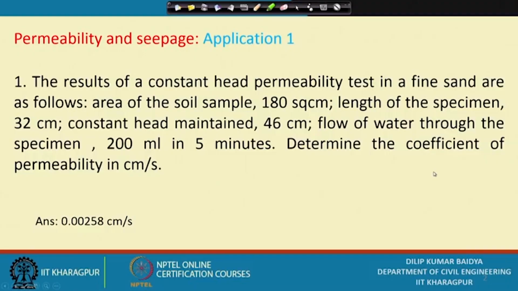So, I will just take problem number 1, application 1, that is, the results of a constant head permeability test in a fine sand are as follows. Area of the soil sample is 180 square centimeter, length of the specimen 32 centimeter, and constant head maintained during the test is 46 centimeter, flow of water through the specimen 200 milliliter in 5 minutes. So, based on this given information, you have to find out the coefficient of permeability.